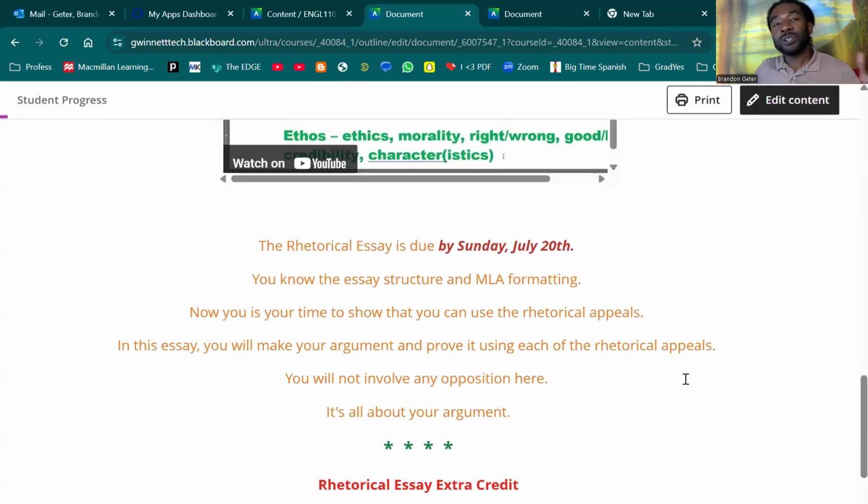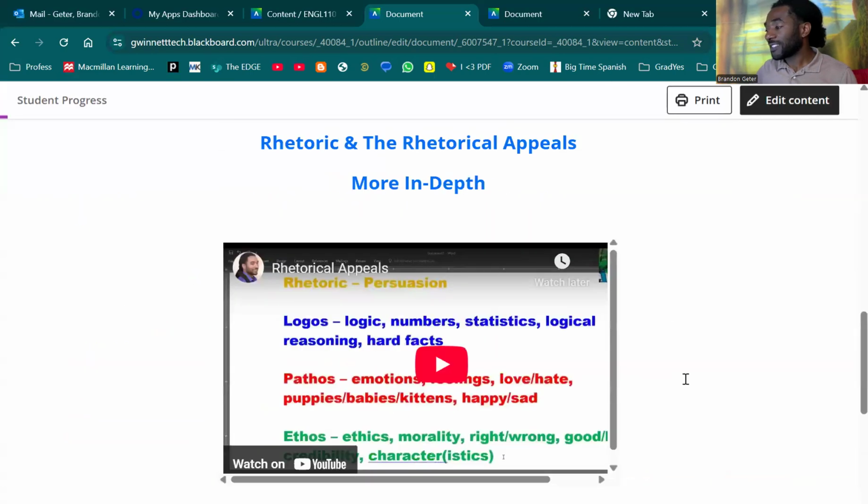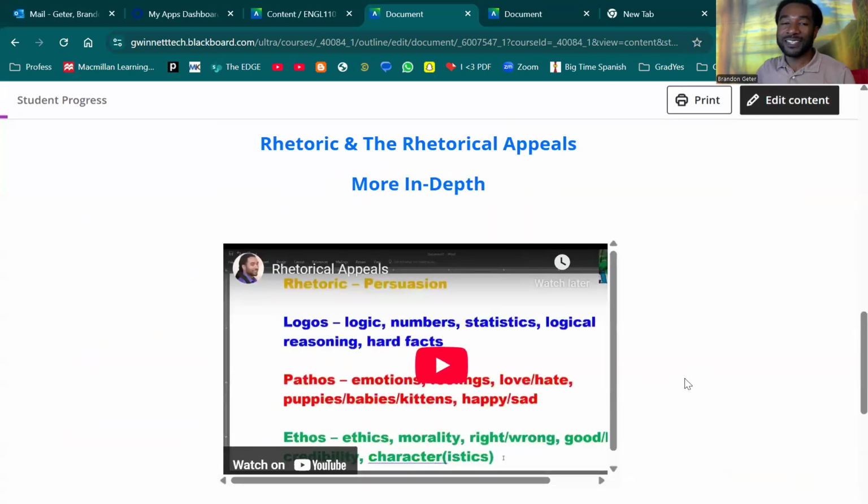And after you do your pre-write, create a rough draft. If you create a rough draft and you would like to go over it together, by all means, create the rough draft and sign up for an office hour, and we can go over it during the office hour. Or take it to one of the tutors and get 5 extra credit points. But yeah, that's the rhetorical essay deal.